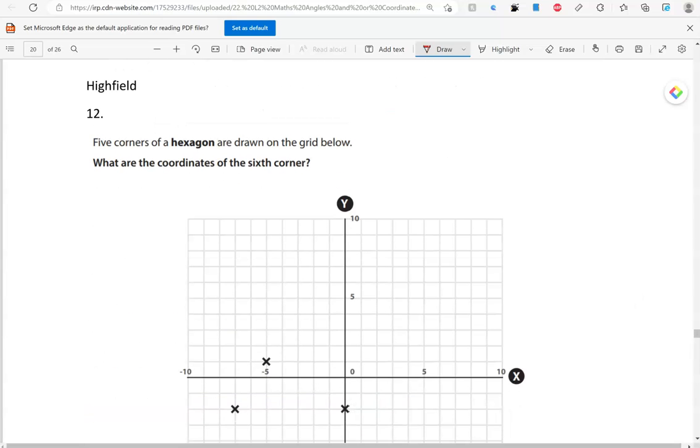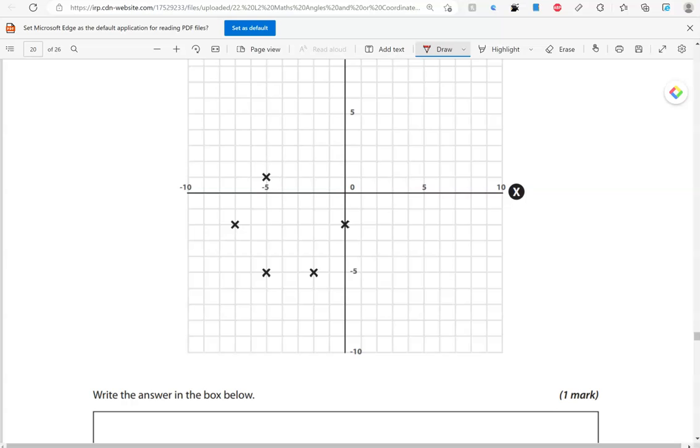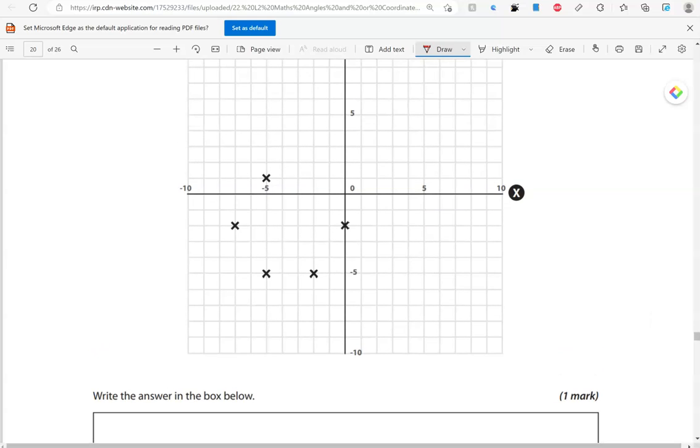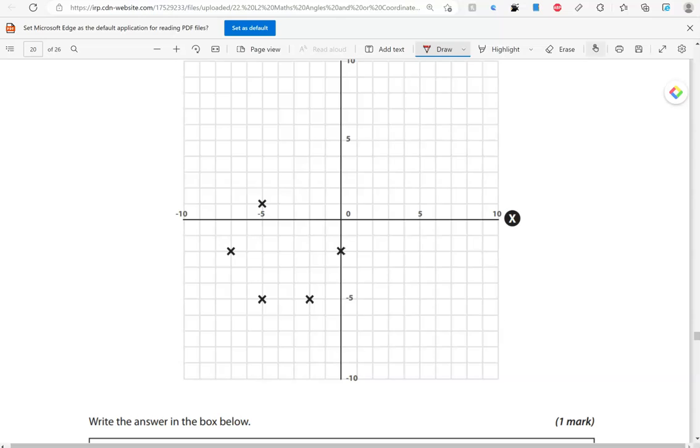Five corners of a hexagon are drawn on the grid below. What are the coordinates of the 6th corner? Write the answer in the box below. So we're given 5 corners of the hexagon. It seems to be a regular one, which means that the sides have equal length and so have the angles, equal size. So we've got 1, 2, 3 square lengths here. So we're going to go 1, 2, 3. So that will be the next corner, the missing corner.